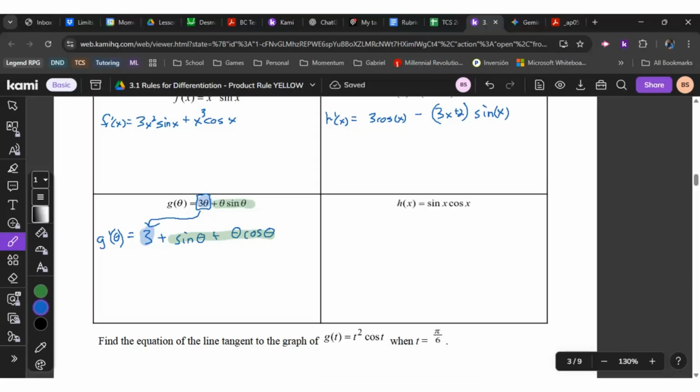So what if I had something like 3x plus 4x squared, what would I do? I would take the derivative of this separately and then the derivative of this and add them together, right? Isn't that what I did up here? I took the derivative of 3 theta, which is 3. Then I took the derivative of theta sine theta, which is a product rule, and I added them together. For the second part, only for this part, this is the product rule. That first part is just a power rule, it's just 3x or 3 theta.